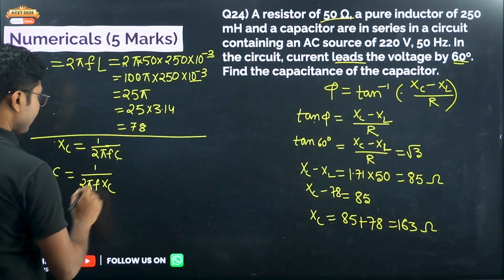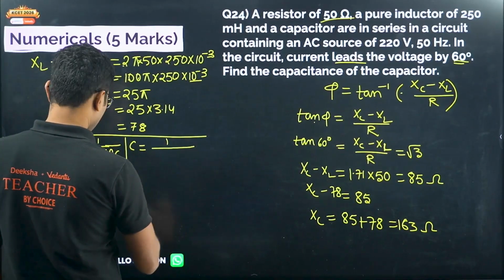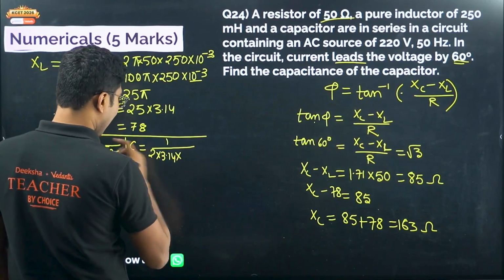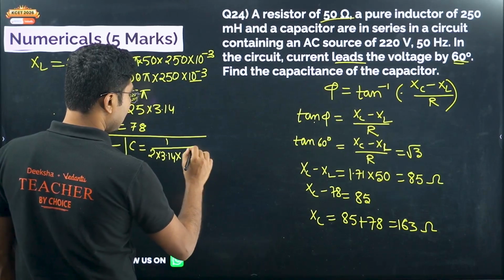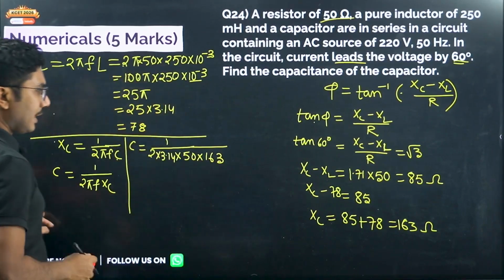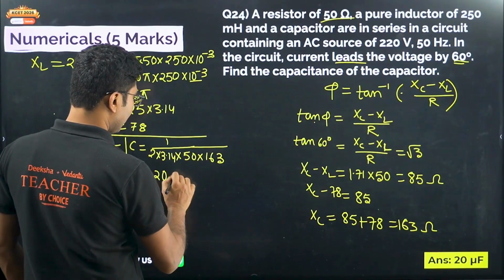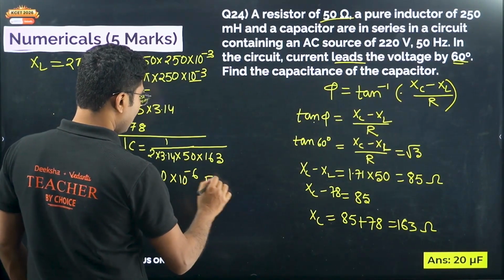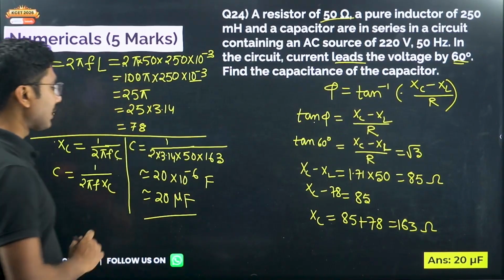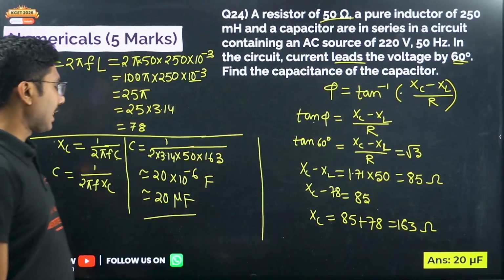So now put the values. What we got? C equals 1 by 2 into 3.14 into F, which is 50 Hz, and the value of XC is 163. If you calculate, you will get that value as approximately 20 into 10 to the power of minus 6 farad, or 20 microfarad. Again, you can use a calculator to calculate this value. Okay, I am not going into the calculation part.